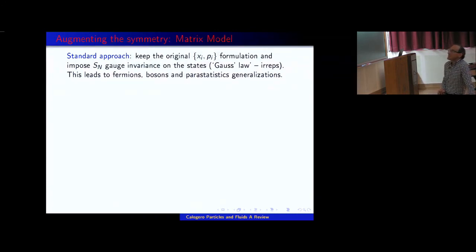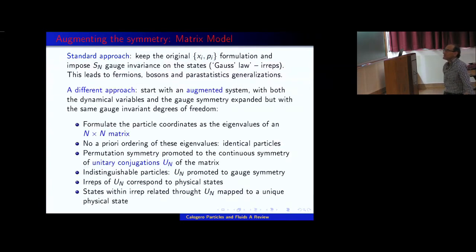a matrix model. The standard approach, of course, would be to just stick with the original x_i and p_i, and then decompose the states in terms of representations of the permutation group. But you can do something else, a kind of different approach. You start with an augmented system, more degrees of freedom, that has a gauge symmetry that when the system is reduced without gauge symmetry, it leads back to the same identical system of particles.